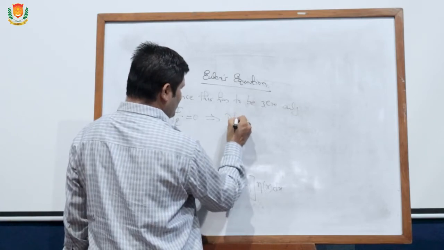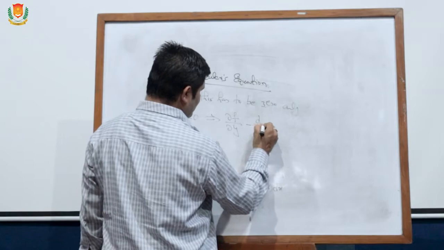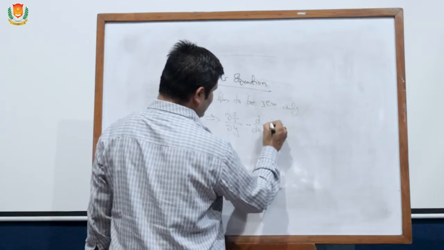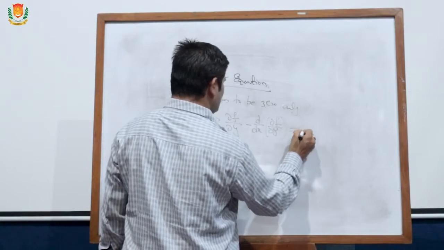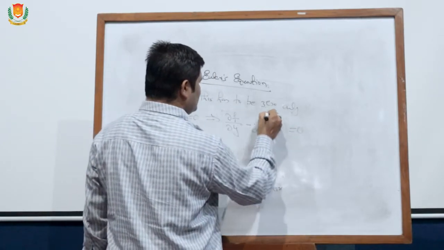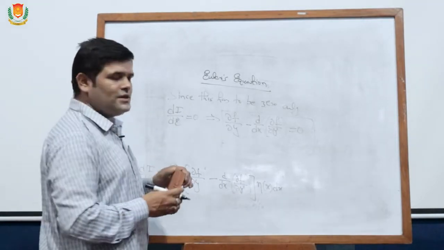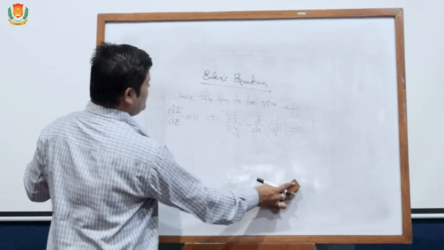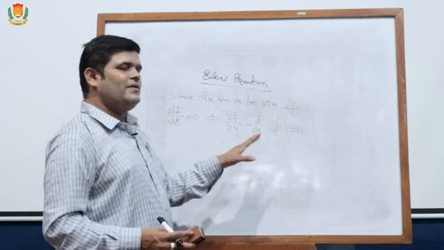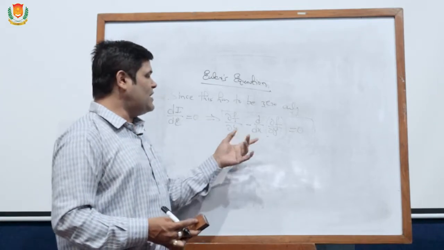So we have del f upon del y minus d by dx of del f upon del y dash equals to 0, and this is known as, students, Euler's equation. Okay, this we have Euler's equation. So what we have discussed? We have discussed Euler's equation, and this is the proof of Euler's equation.